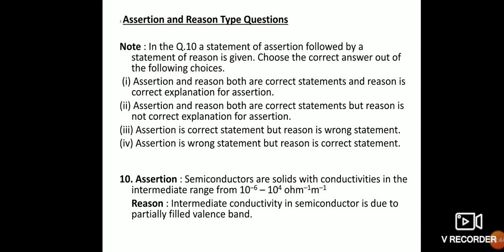Okay, the assertion is right because the conductivity range of semiconductors is 10 to the power minus 6 to 10 to the power 4 ohm inverse meter inverse. So it is correct, but the reason is not correct here, because the reason for the conductivity is the small energy gap between valence band and conduction band. So the right answer will be option 3. Assertion is a correct statement, but the reason is a wrong statement.